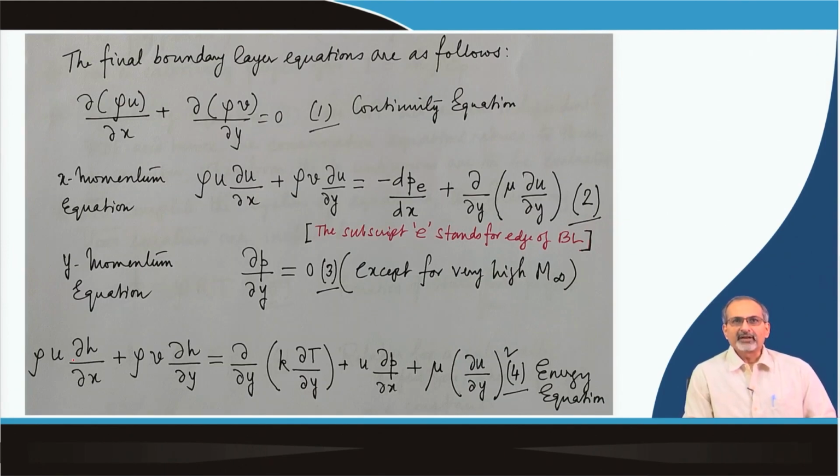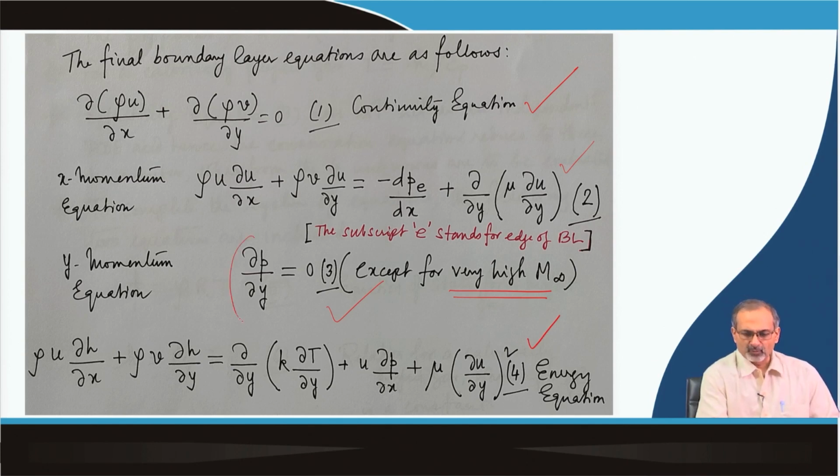So, now if we put everything together, we have the boundary layer form of all these equations in dimensional form, of course mentioned over here. The continuity equation, the x momentum equation, y momentum equation, which is of course true when it is not for a very high Mach number, and then comes the energy equation.